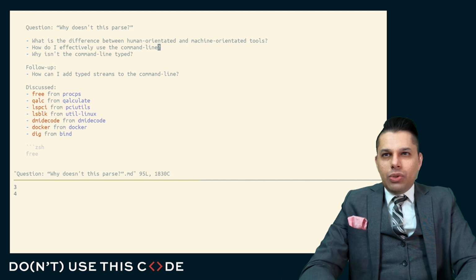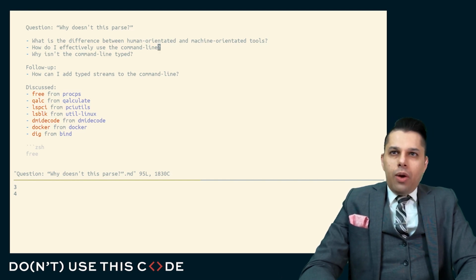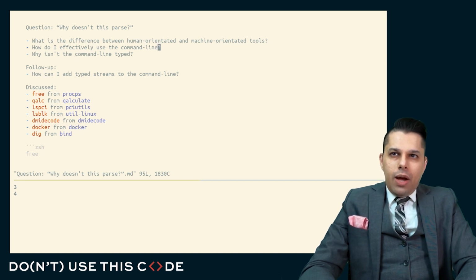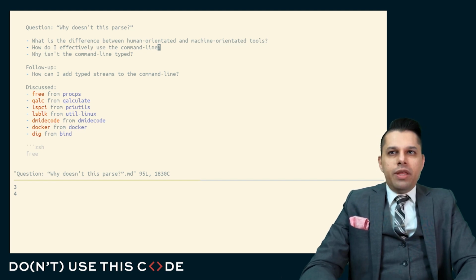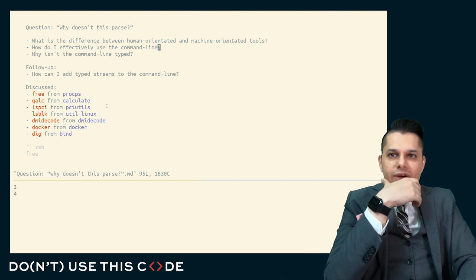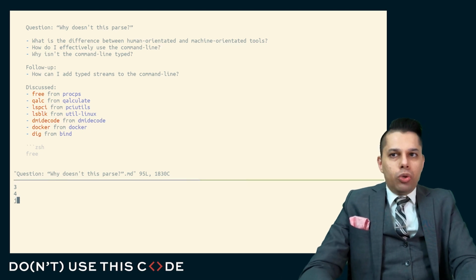And our next question is titled, why doesn't this parse? In this question, I want to talk about the difference between human-oriented and machine-oriented tools. I want to talk about how to effectively use the command line, and I want to talk briefly about why the command line isn't typed, although we won't have an opportunity to go into that in too much depth, or talk about really fancy things like typed streams, which is an area of my own interest, something that I'm very curious about, how we would go about doing that effectively, but it's something that's a little bit too broad.